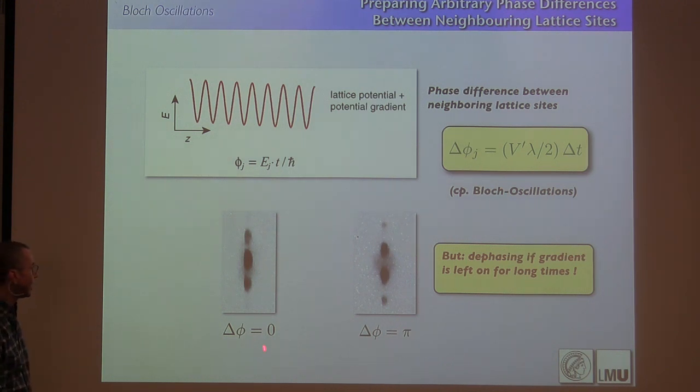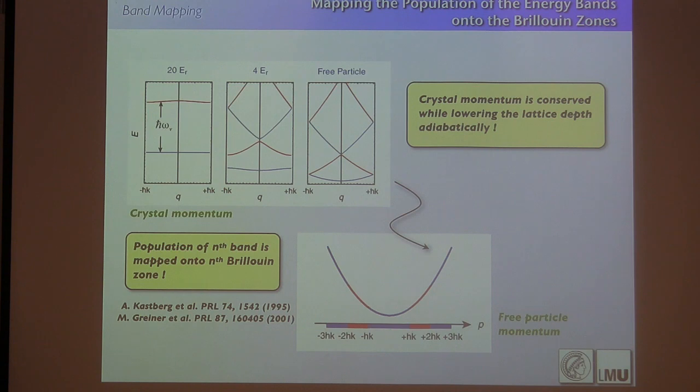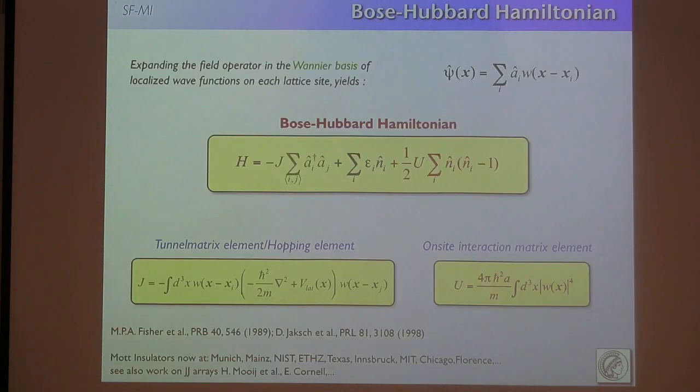And here's a case where we did that. You have delta phi equals 0, you see the symmetric interference pattern, and for delta phi equals pi, you see after applying the gradient for a certain time onto this state, you evolve into this delta phi equals pi state. All right, yeah, I think we'll skip this part.